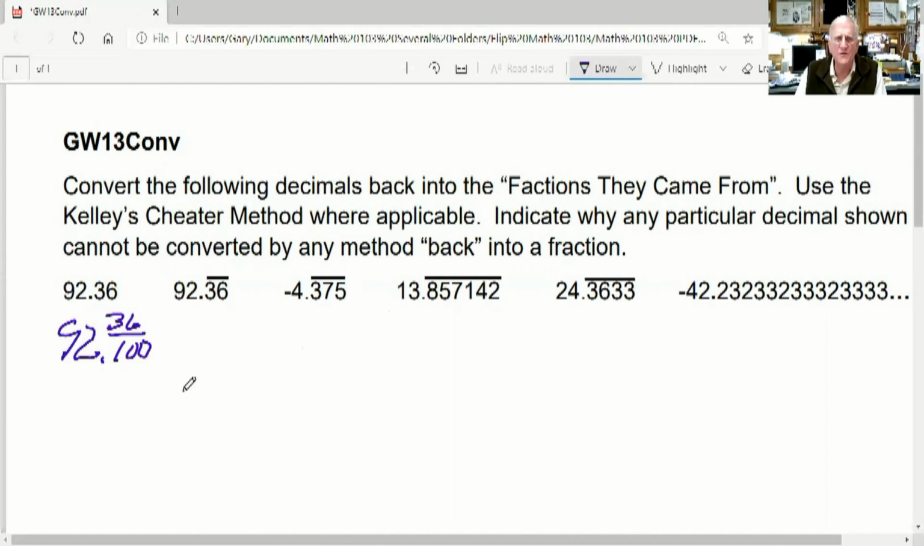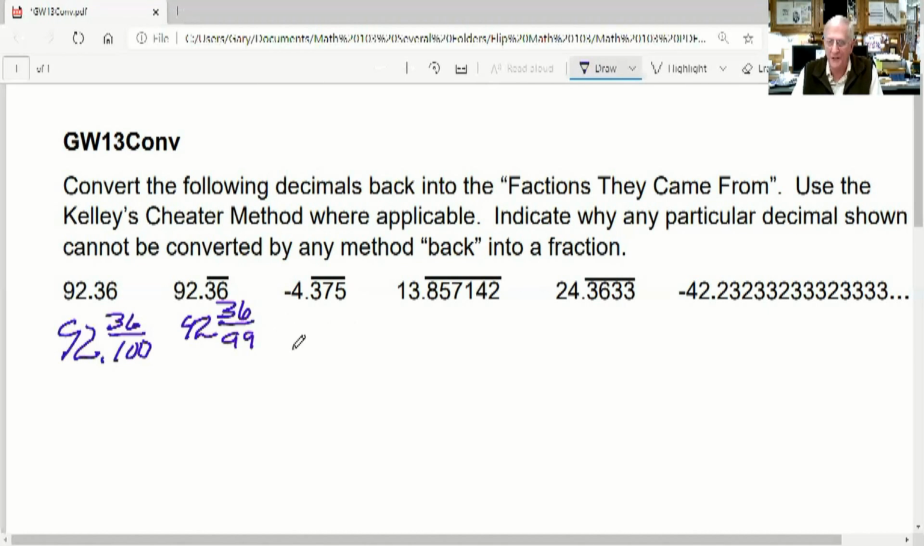What do we do in the case of 92.36 with the bar over the 3 and 6? Now, of course, they are repeating. And if you recall, by the Kelly's-Teeter method, you simply, once again, write down your 92, the whole number part, but the 36 repeats with 2 digits, doesn't it? Okay, so how many 9s do we put 36 over? Well, since it's repeating with 2 digits, I simply put it over 99 and I am finished. That simple.